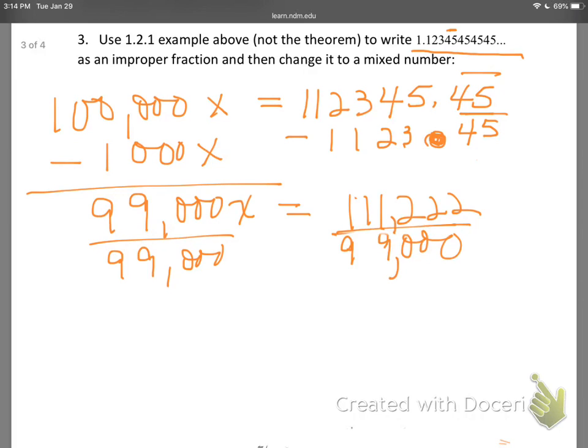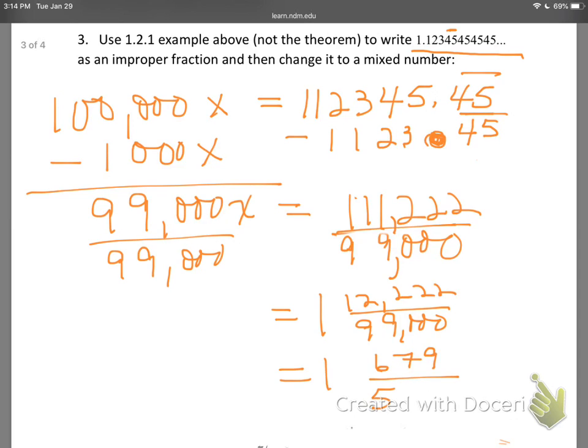111,222 one time. So this is going to equal 1, and 12,222 over 99,000. Now this time this fraction can be reduced, so you can use your graphing calculator to do that. Just use that math function and get the new fraction, and that's my new fraction. So if I want to write a repeating decimal number as a fraction that is reduced to simplest terms, this is the procedure that I will follow.